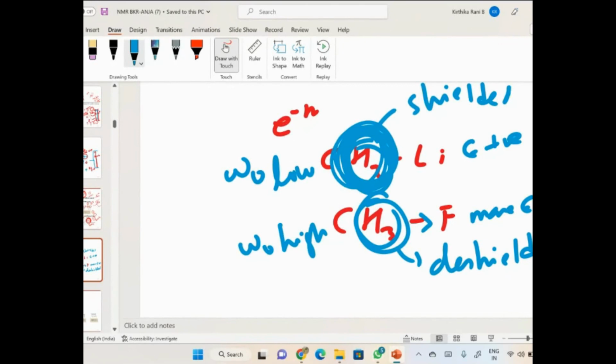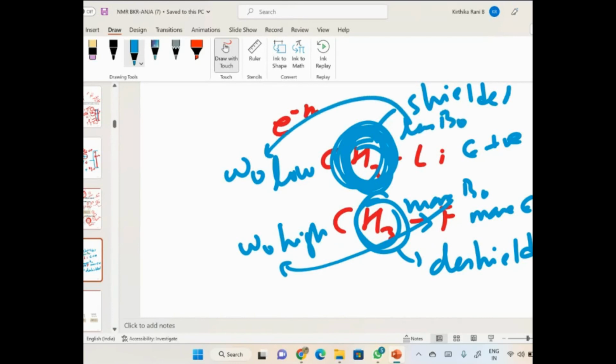So this is experiencing more B0. More B0, therefore more W0. This is experiencing less field. Why is it experiencing less field? The hydrogens attached to lithium are shielded. What does shielding do? Post it. It opposes the external field. Very good. So it experiences less field.